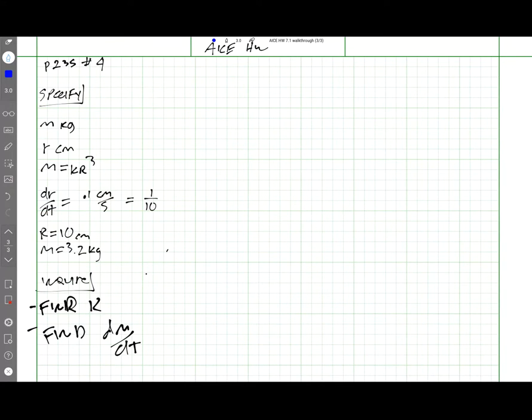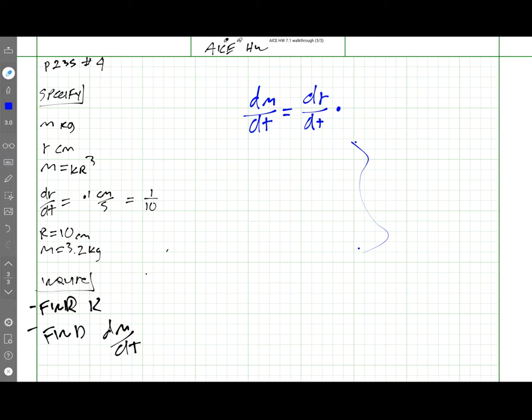So let's work this out. We want dm/dt. We're given dr/dt. So what we need to do is multiply by dm/dr. So we ask ourselves, do we have an equation of m in terms of r? And we do right here. So now we're just going to plug stuff in.